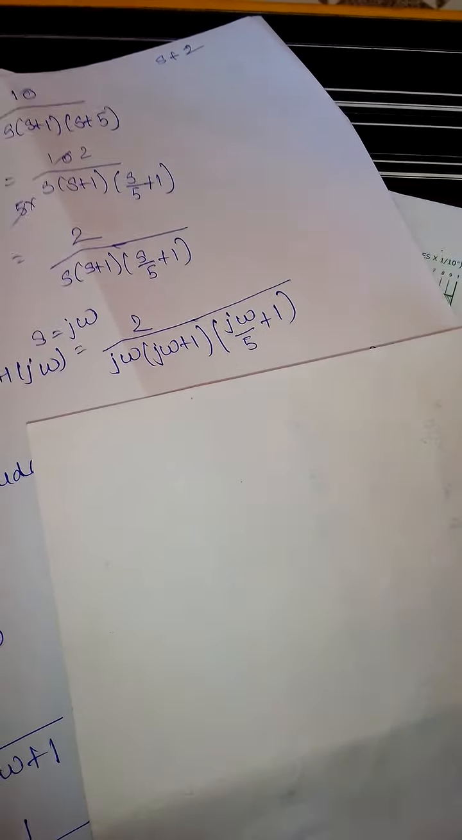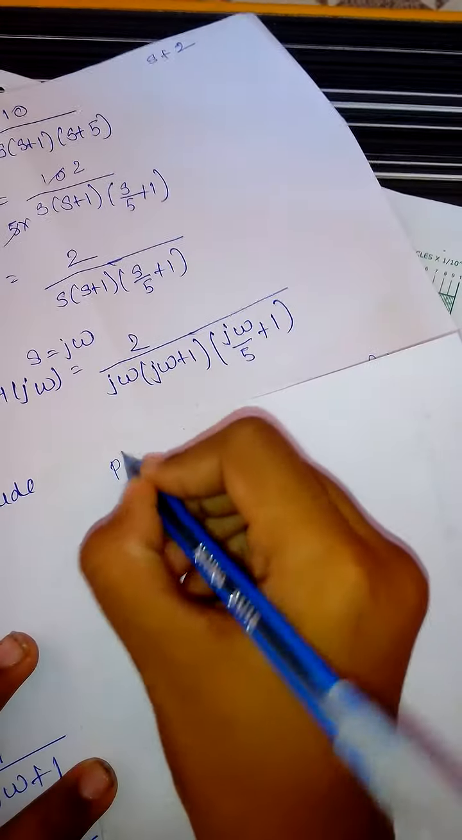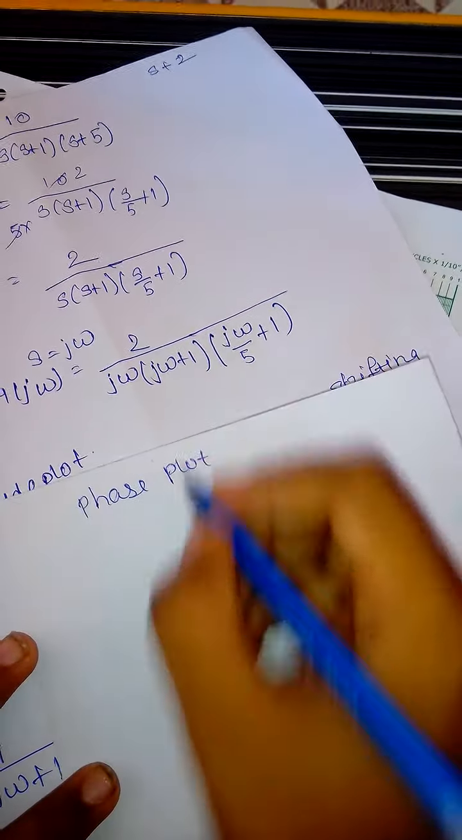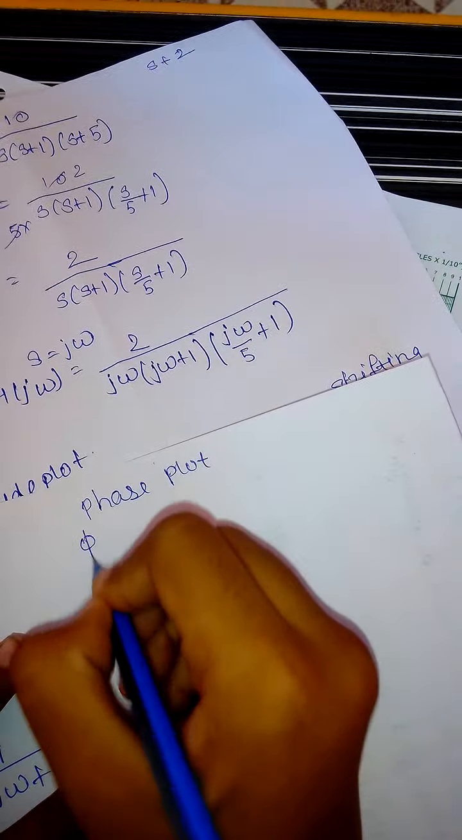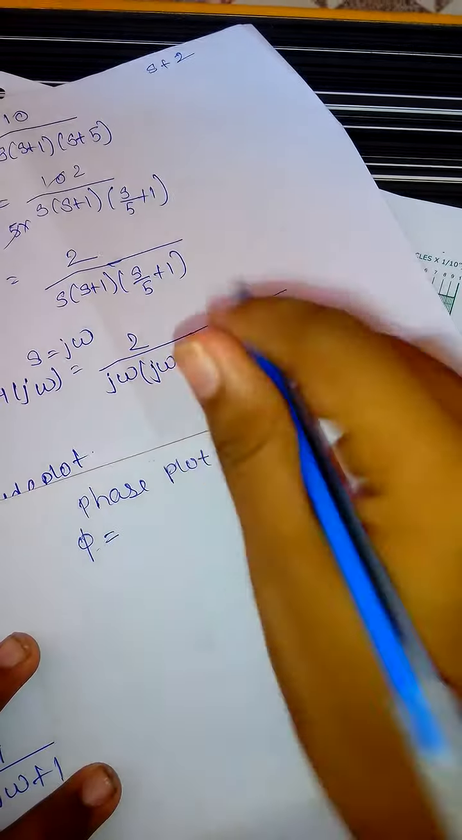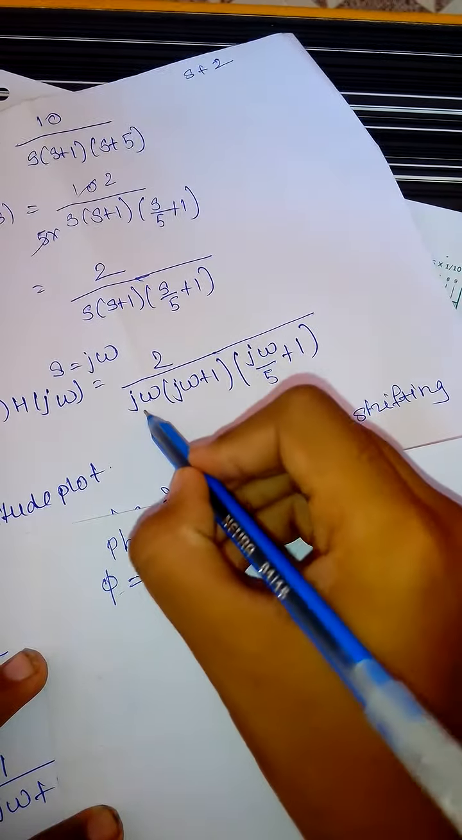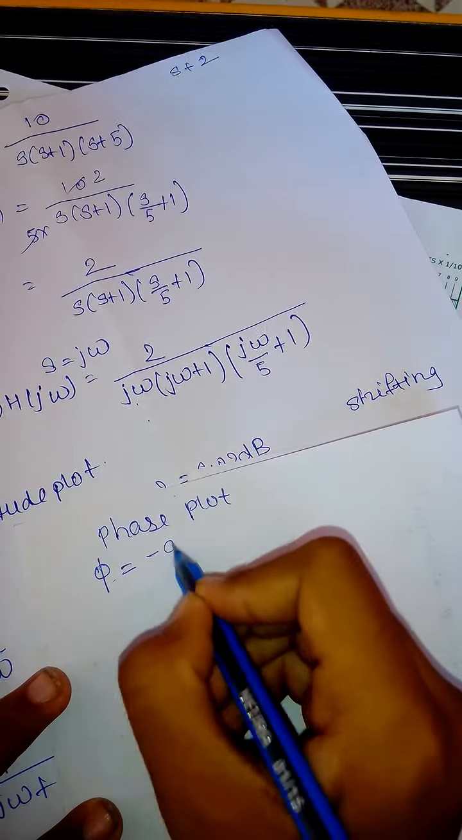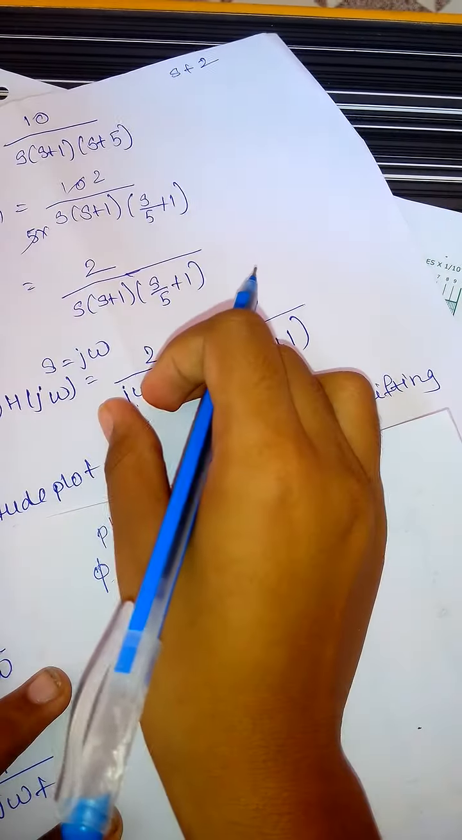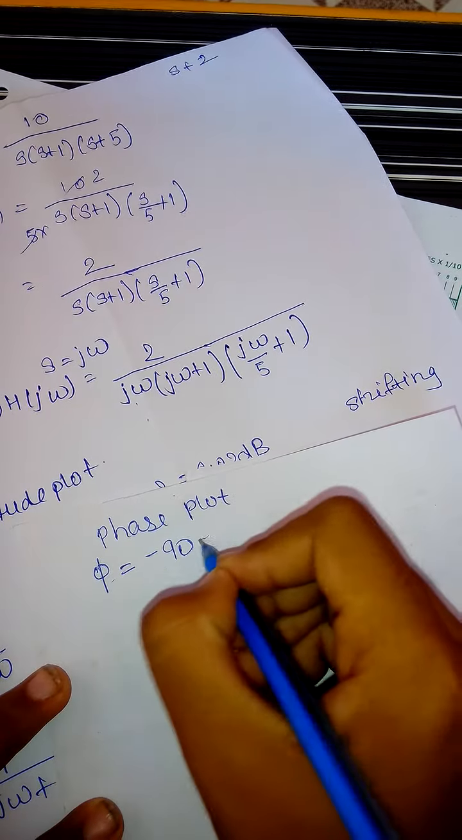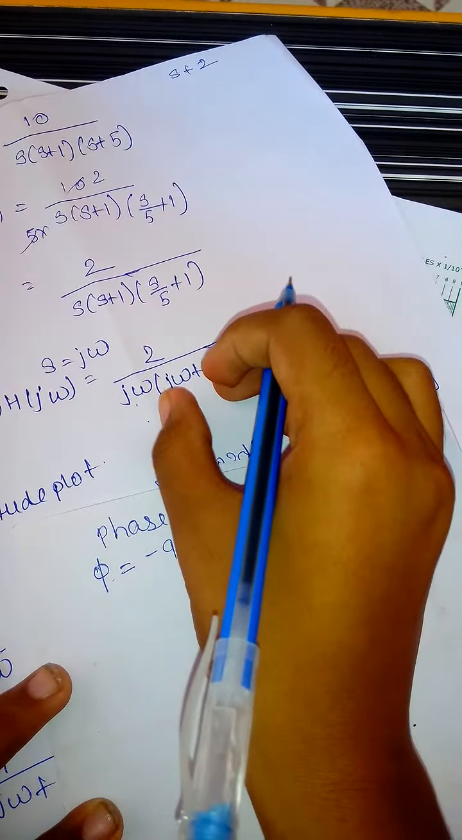Now for the phase plot. We have to first write the equation. So phi equals, now look at this function. Since here it is j omega, I will take minus 90. If it would have been j omega square, I will take minus 180. Now this is j omega plus 1.